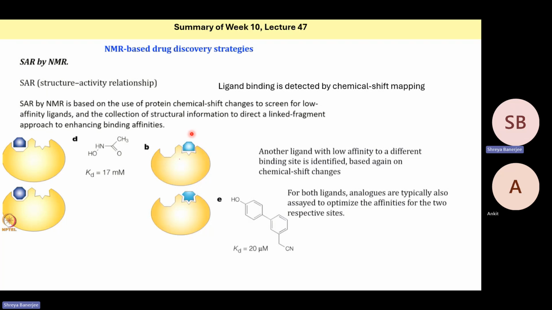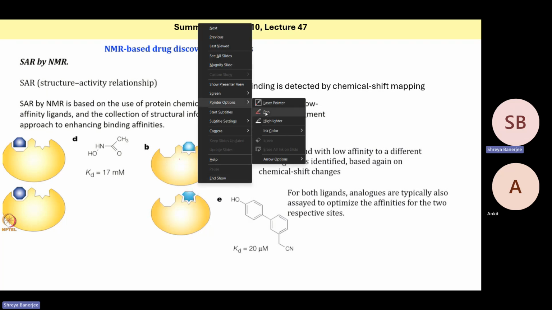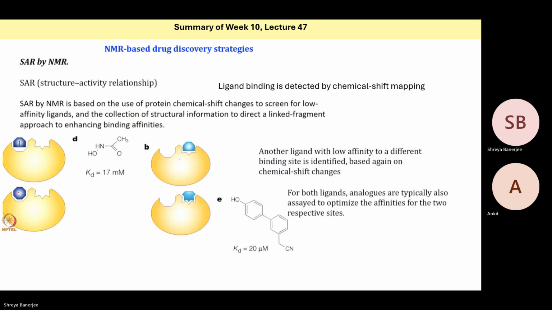Then we are screening the second binding site of the protein. So suppose this is drug 1, this is drug 2. Drug 2 is showing good enough binding of millimolar affinities. Then against the second binding site, you are screening drugs 3 and 4. Since drug 4 is fitting better, it is showing KD values of 20 micromolar. So for binding site 1, you have found a molecule having KD of 17 millimolar. For binding site 2, you are finding a second molecule having KD of 20 micromolar. So you have found 2 low affinity ligands for the 2 binding sites.